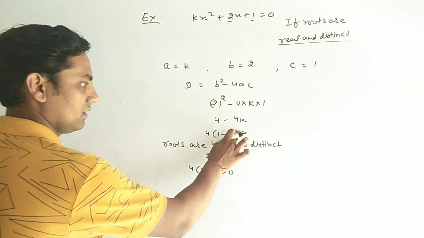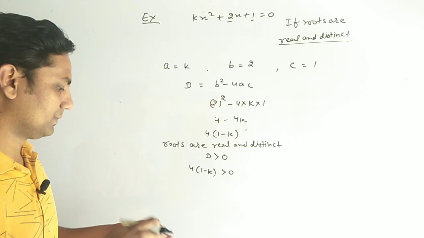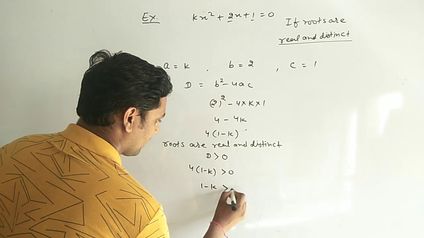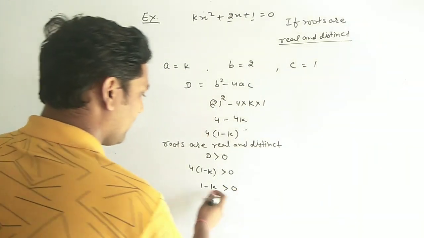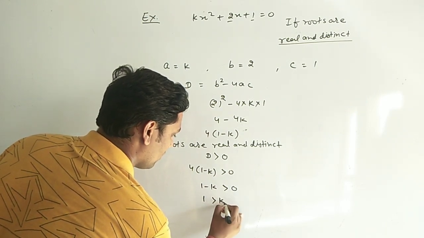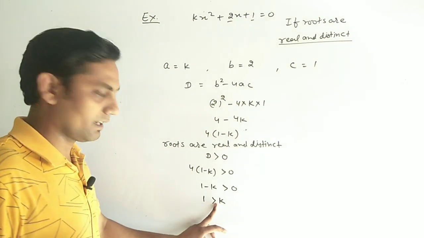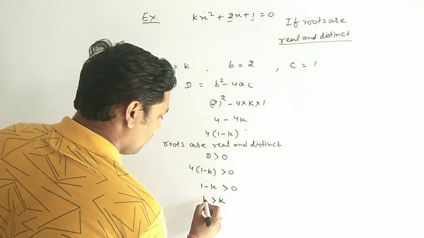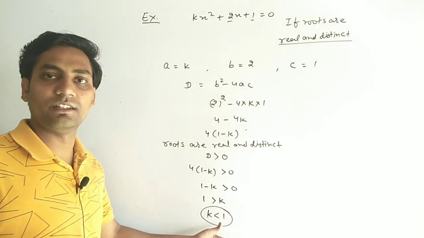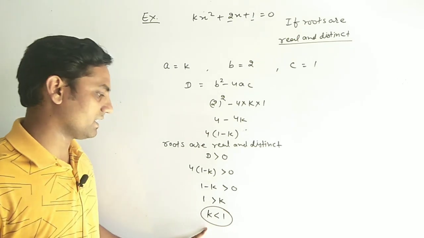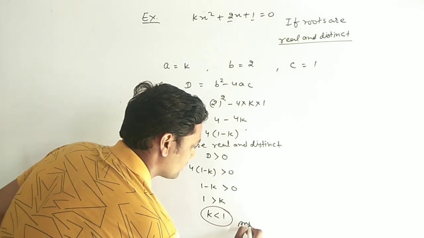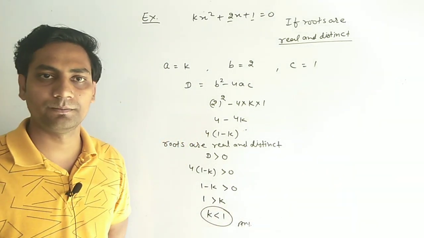So we get 1 minus k greater than 0. Taking k to the other side of the greater than sign, we get 1 greater than k, which means k less than 1. So the value of k is less than 1. It is our answer. Have you understood?